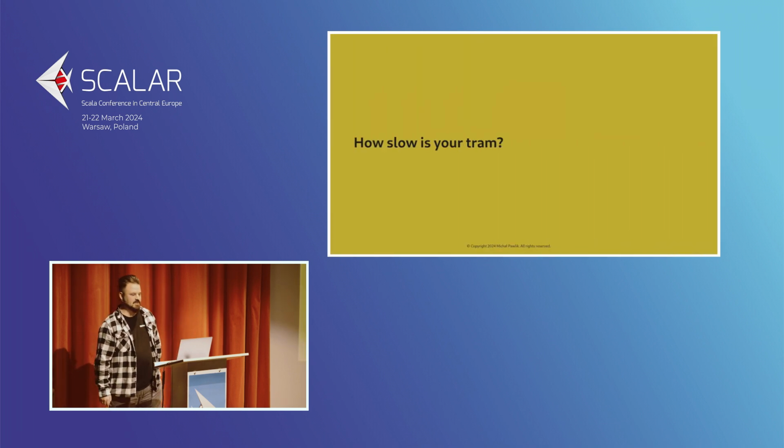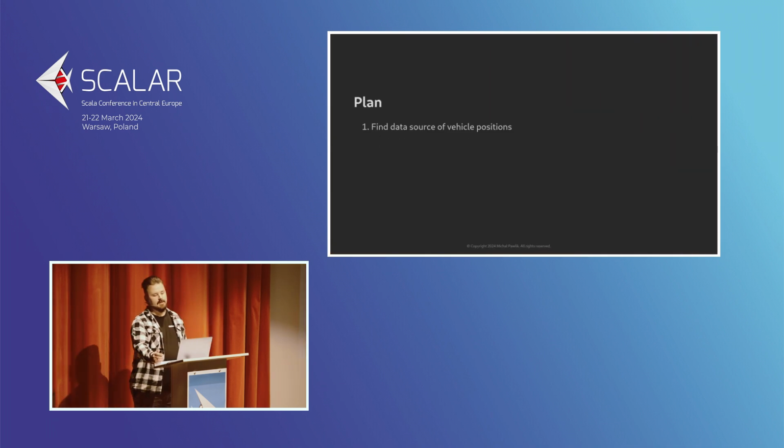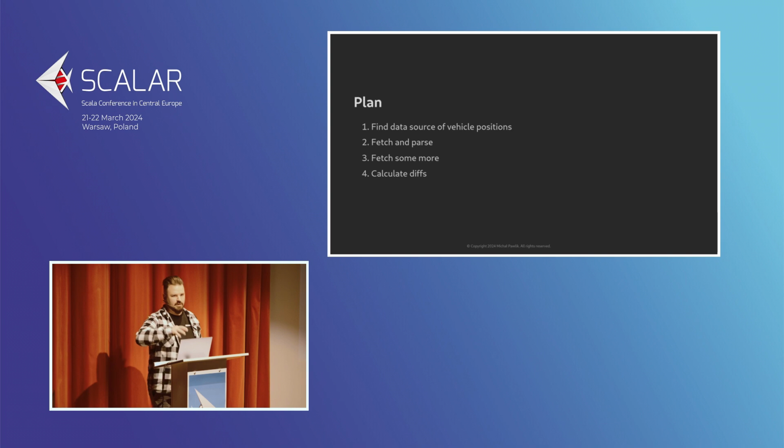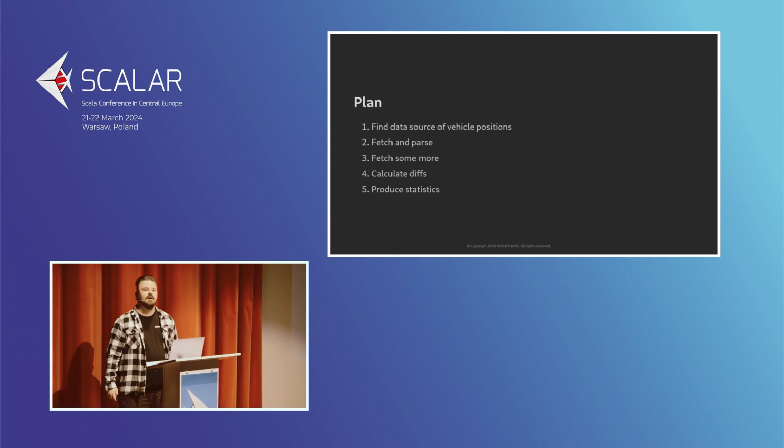But this is a good excuse to ask the question, how slow is my tram, and to find out with Scala, right? So let's try and find it out. The plan would be to find a data source of positions of trams and buses, then fetch some data, then fetch some more, calculate the differences between their positions, and produce some statistics. They might not be very precise, but that's not the point. The point is to write some Scala, right?